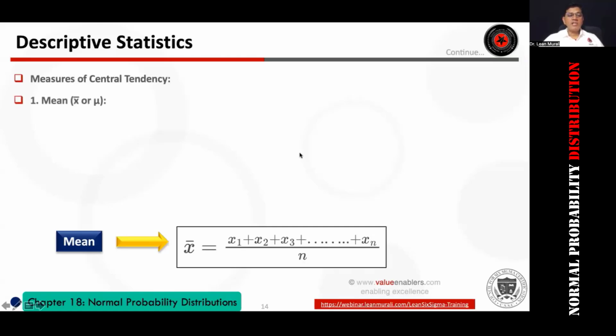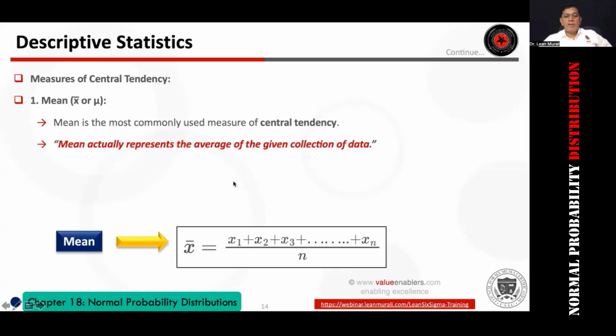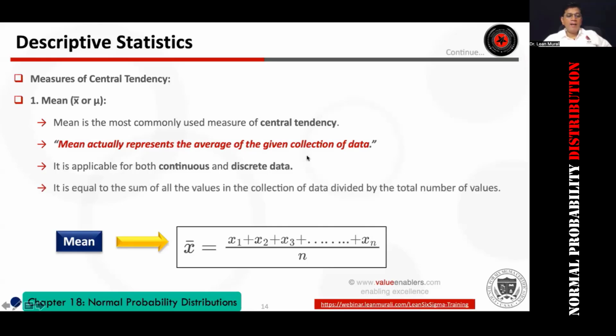So the measures of central tendency: mean or mu. The mean is the most commonly used measure of central tendency. The mean represents the average of a collection of data. It is applicable to both continuous and discrete data, and it is equal to the sum of all the values in the data collection divided by the total number of values.